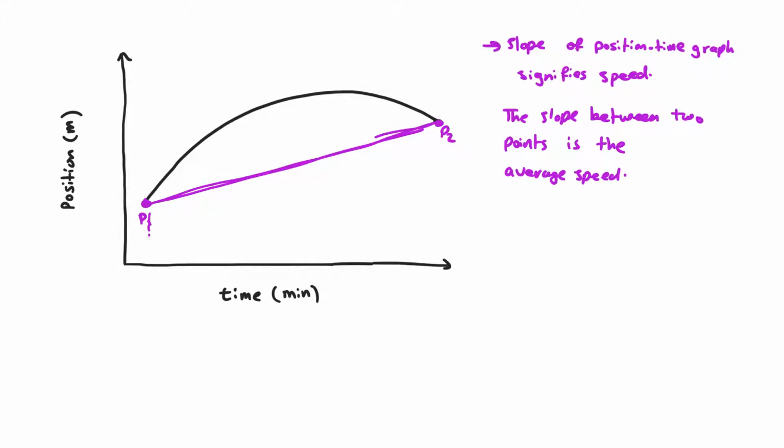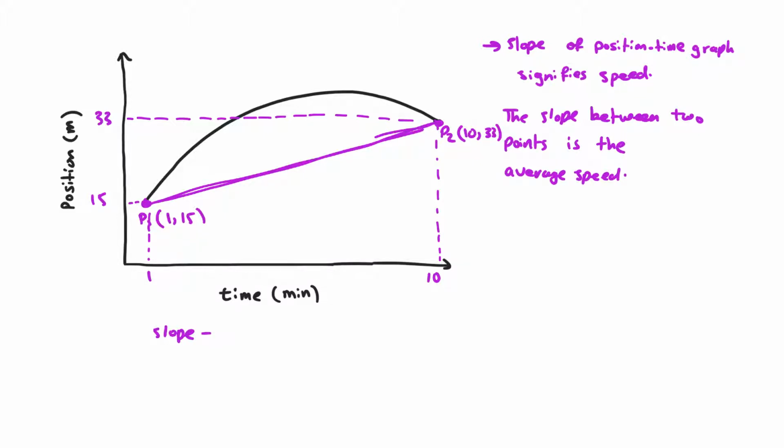So for example, if this time over here was 1 and this time over here was 10, and my position here was at 15 meters, and my position over here was, let's say, 33 meters. If I were to find the slope between these 2 points, this is another good example. So my point over here is (1, 15), and my point over here is (10, 33).